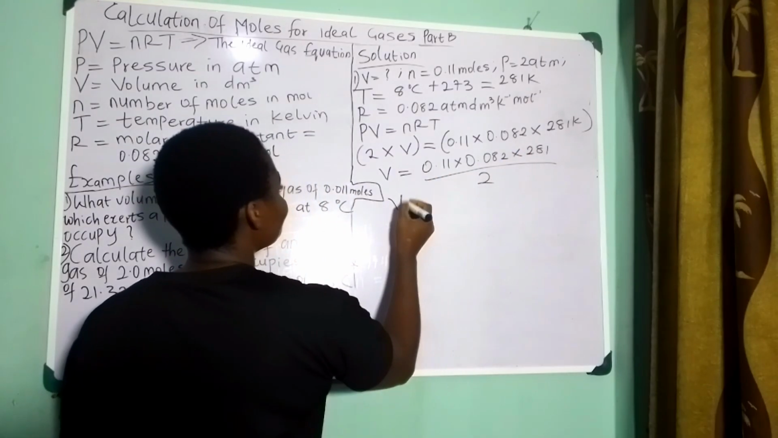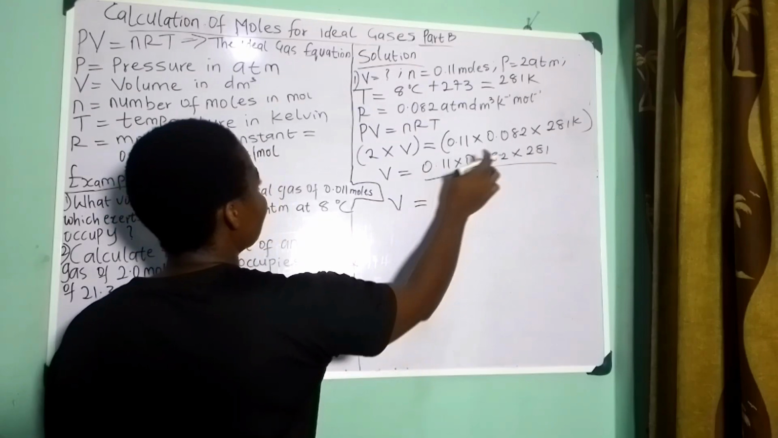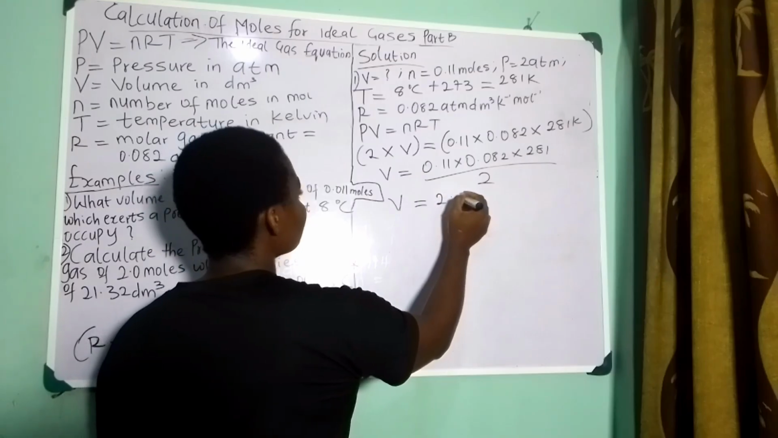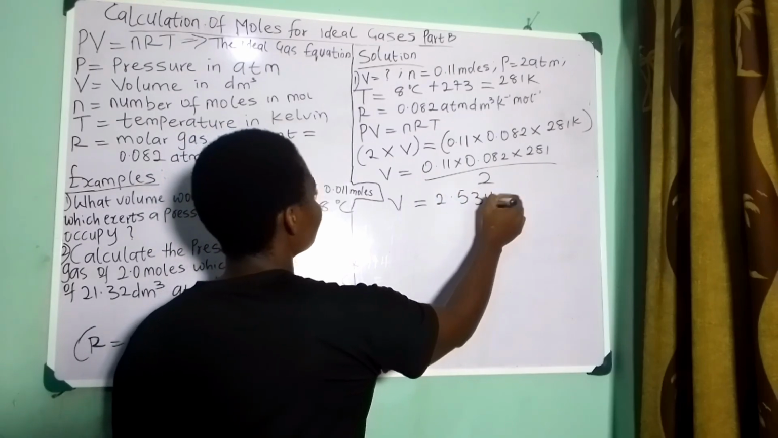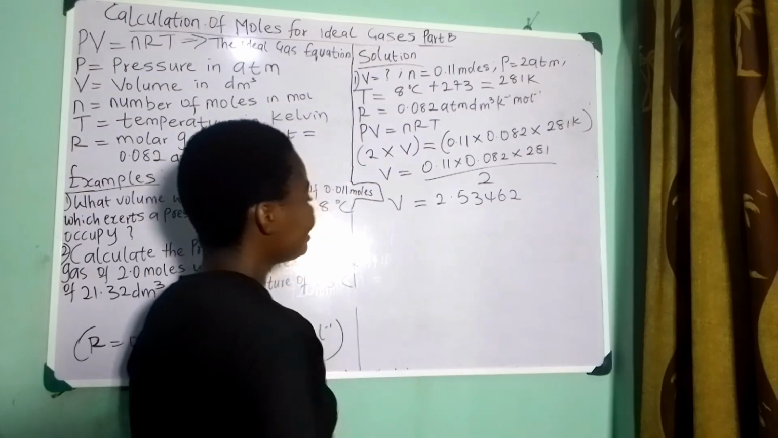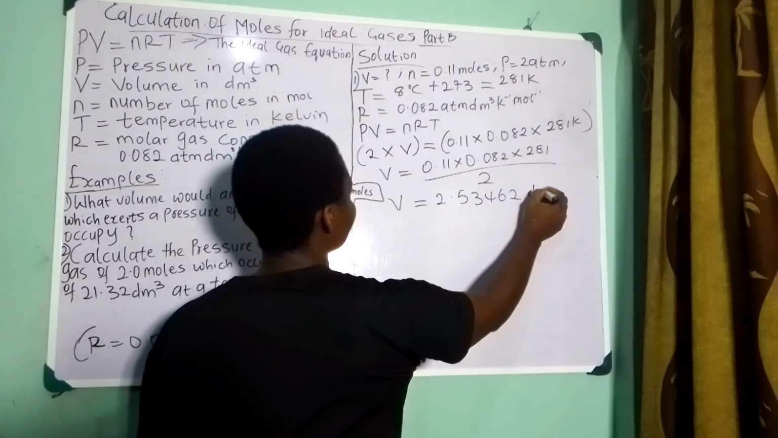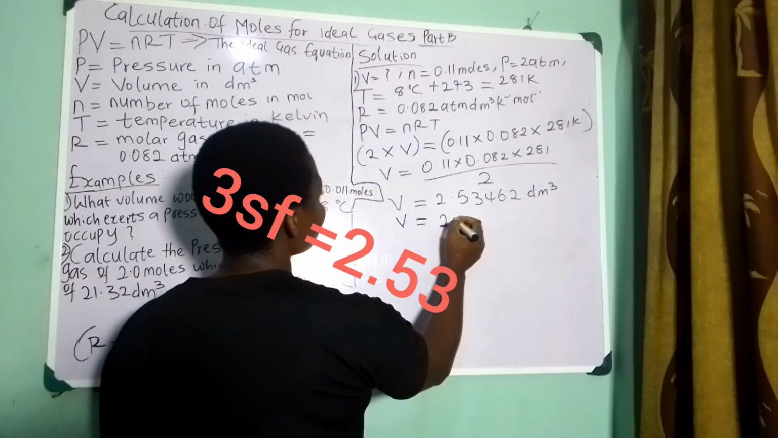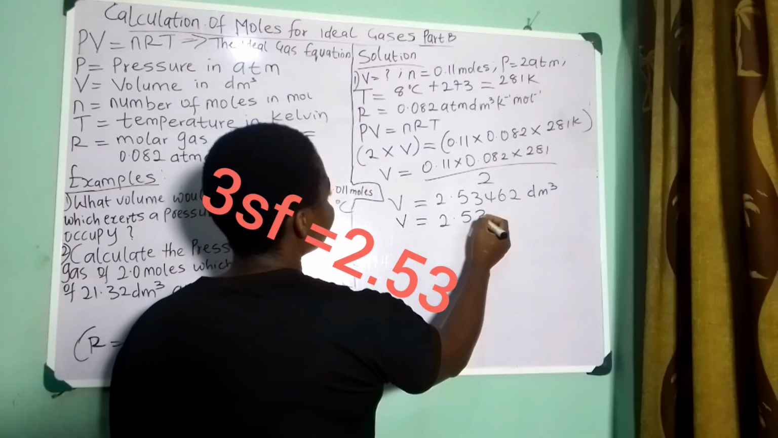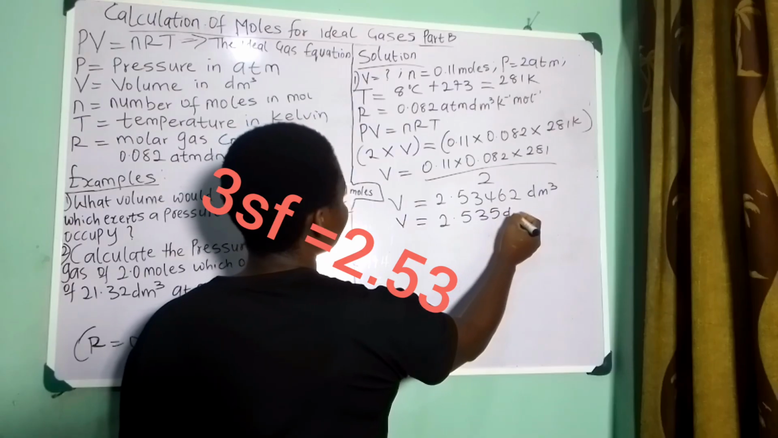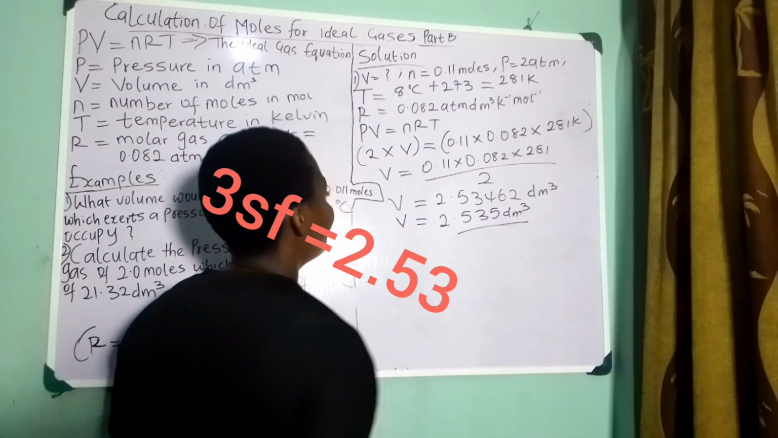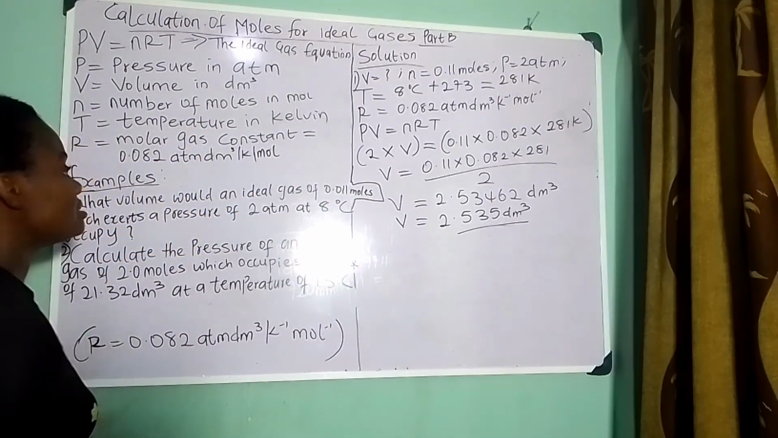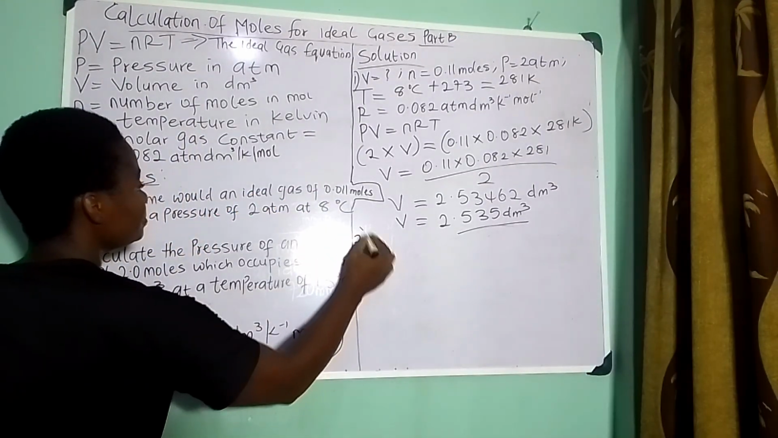Are you with your calculator? Bring it out and punch. This times this times this. We are going to have our V as 2.53462. And what is the unit there? dm³. You can write it in 3 significant figures: 2.535 dm³. Alright, so that is the answer. Let's quickly go over to question number 2.